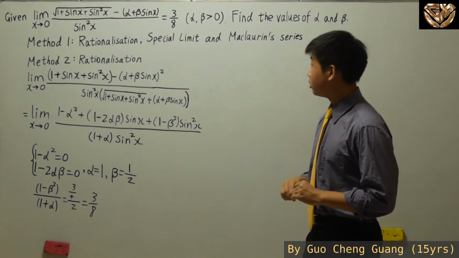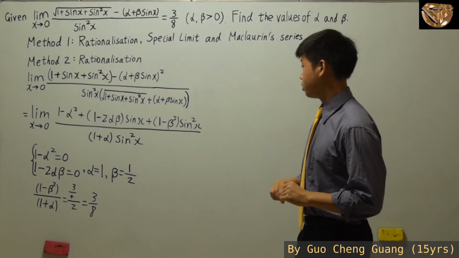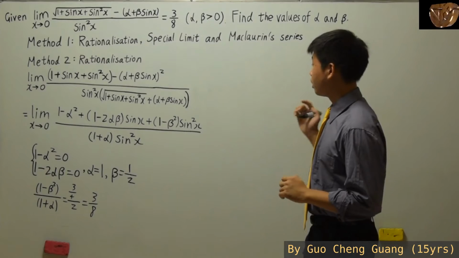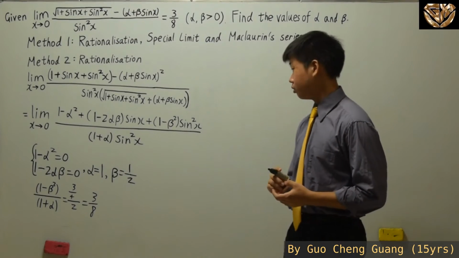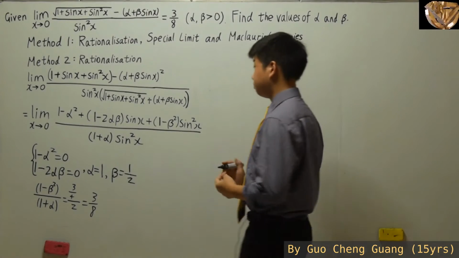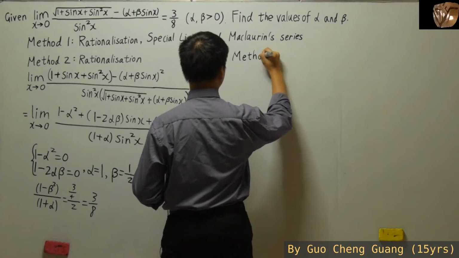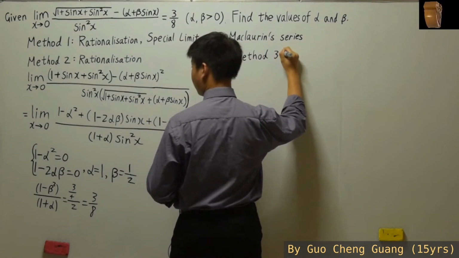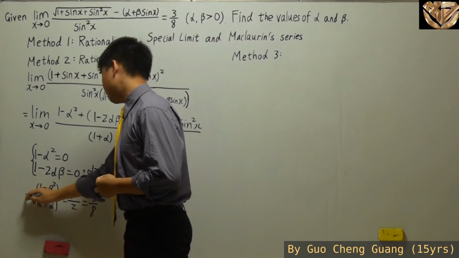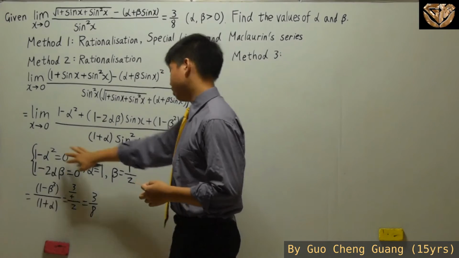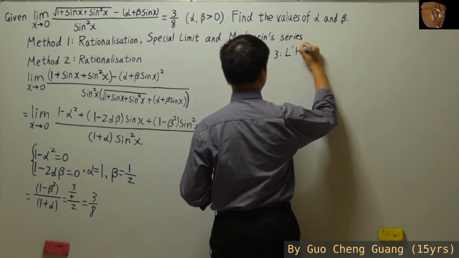Okay, so this part of rationalization, what will be so special about this? So the third method would actually be using the L'Hopital's rule. Alright. So of course, you can technically just say that this is equal and just ignore the part in between. Right, so the third method, L'Hopital's rule.